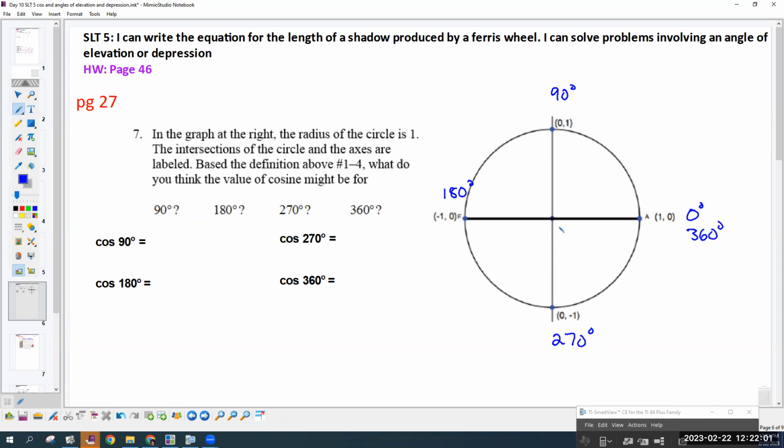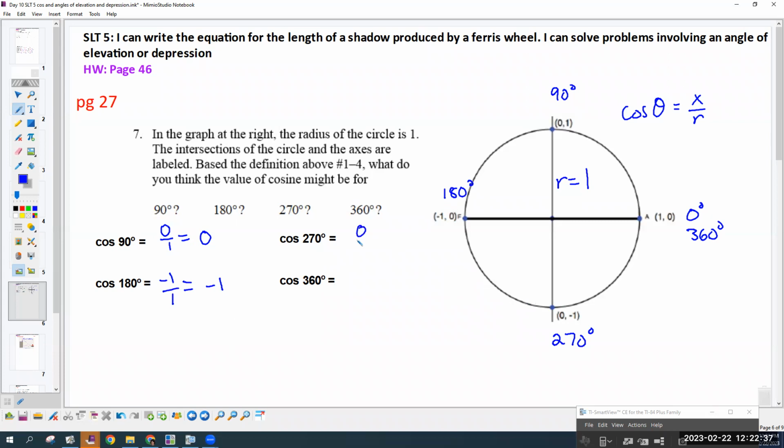So I have my x and y values labeled, and I can see that the radius of this circle is 1. So because cosine of theta is equal to x over r, for 0 degrees, oh, 0 is not here. That's okay, I can skip that one. For 90, x is 0, r is 1. 0 divided by 1 is 0. For 180, x is -1 divided by 1. -1 divided by 1 is -1.